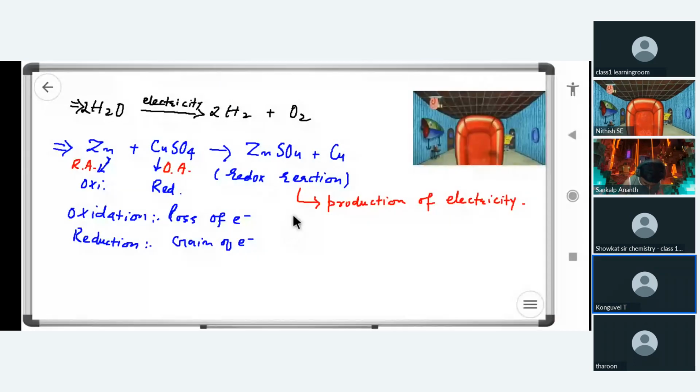So any redox reaction produces electricity. Exactly. That means every reaction produces electricity, because of the exchange of electrons, right?